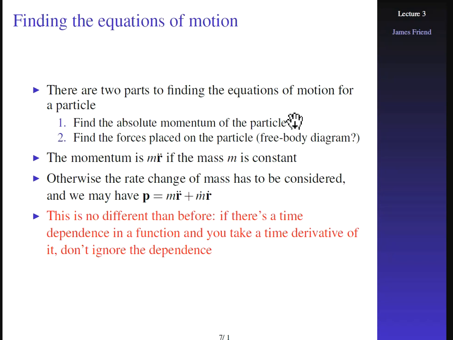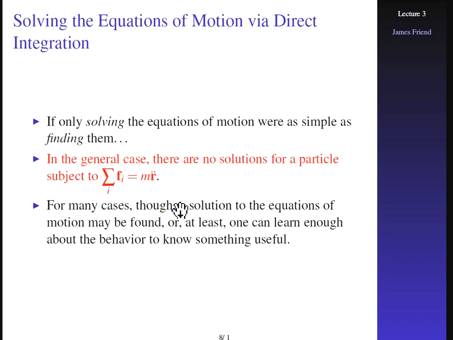All right? But the idea is that you find the absolute momentum of the particle first, and then find the forces placed on the particle after that. The way you find the absolute momentum of the particle, of course, is to find the absolute position of the particle, then find the absolute velocity of the particle, and find the absolute acceleration of the particle if you have to.